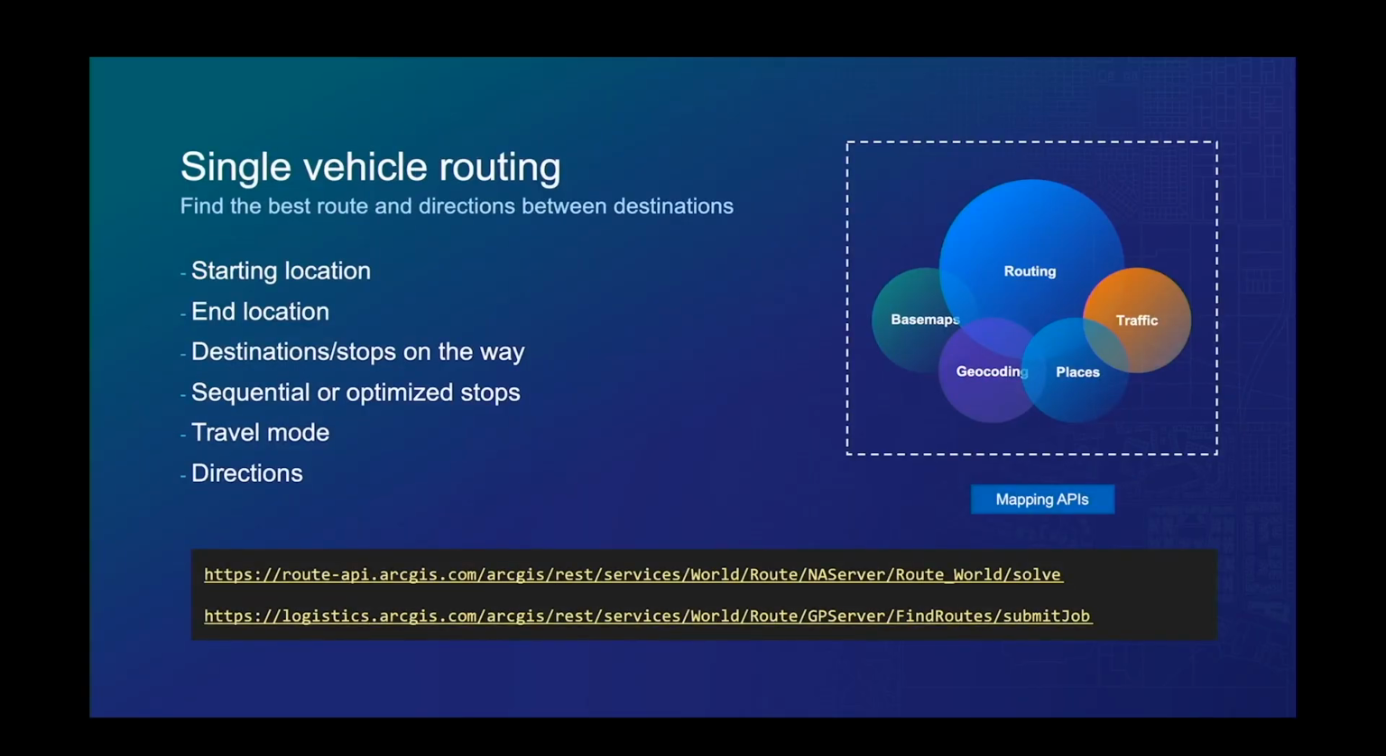So, single vehicle routing. The use case is, you have a starting location and an ending location. A lot of times you'll see this in navigation type scenarios, that's really all you need, a starting location and ending location. You can get the route from that. But you can also add stops along the way, and then ask the service to either just route me to all the stops, or actually optimize the stops so that we're not wasting gas or time.